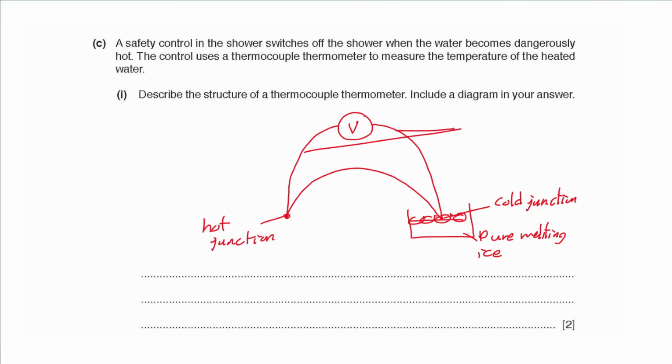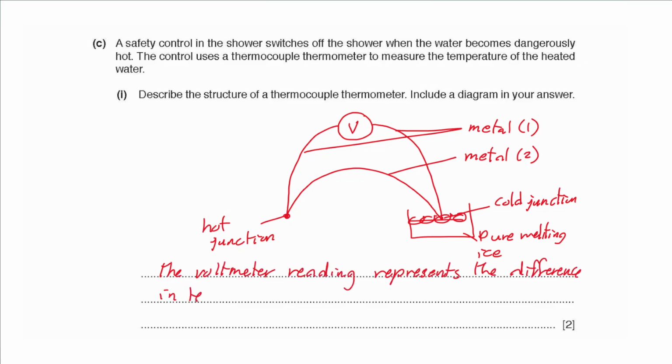The wires coming out of the voltmeter must be made of different materials, so we say metal 1, or we can choose a metal, for example copper, and the other wire must be made from a different metal, so we say metal 2, or we choose a specific metal. If we choose copper, we for example can choose iron for the other wire. And we can say that the voltmeter reading represents the difference in temperature between the two junctions. This is how the thermometer works.